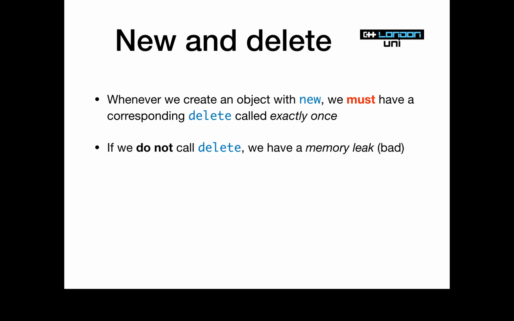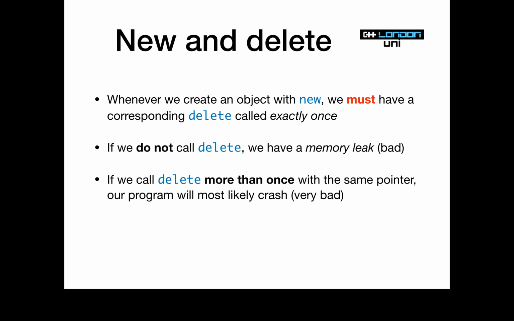So, whenever we create an object with new, we must have a corresponding delete that is called exactly once, no matter what code path we go through. So if we don't call delete, the object is never freed. We have a memory leak. We've allocated some memory, and that memory is never freed. Right, that's bad.